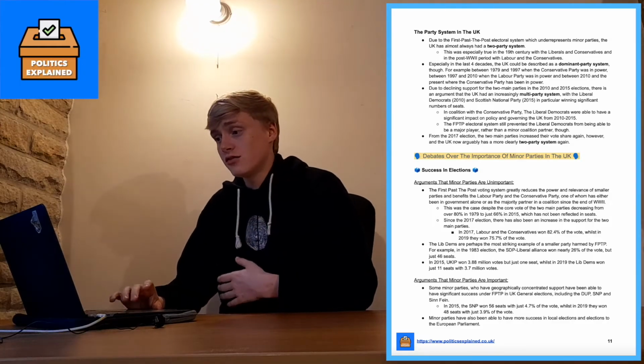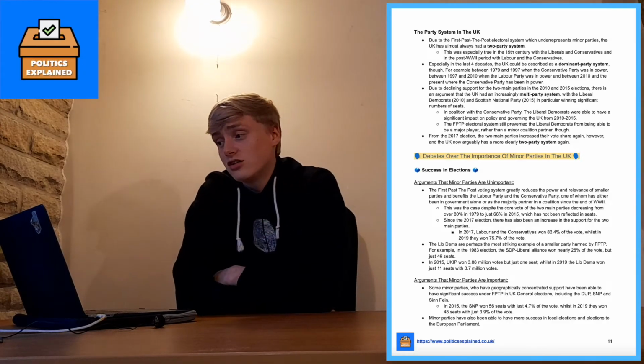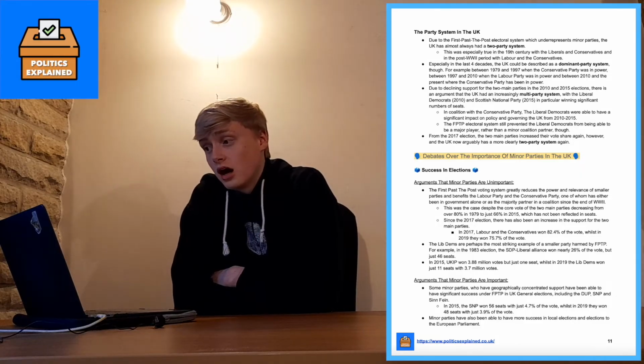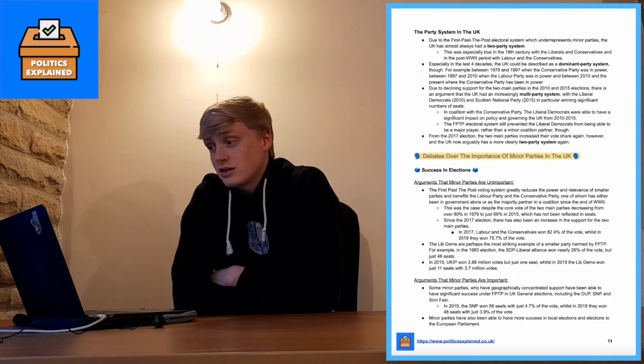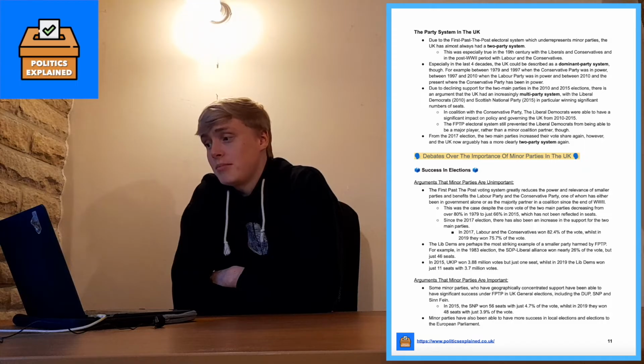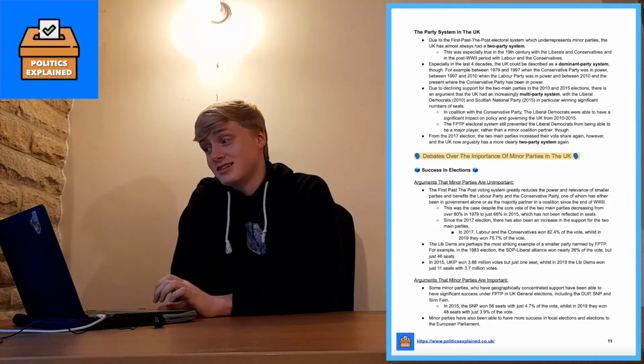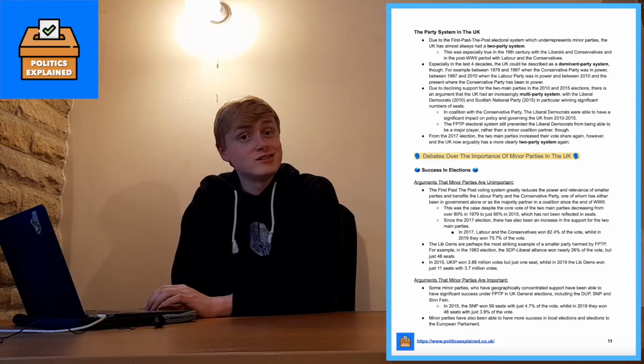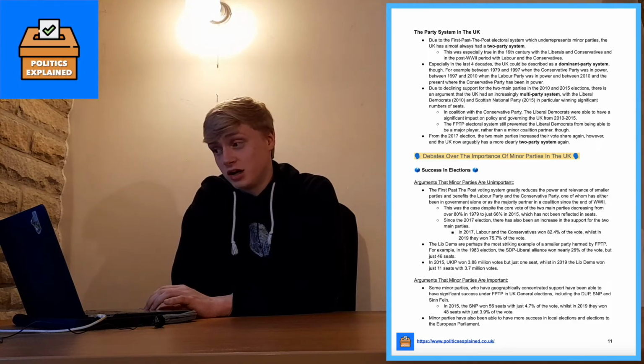So firstly, looking at success in elections, in terms of arguments that minor parties are unimportant, the first past the post voting system greatly reduces the power and relevance of smaller parties and benefits Labour and the Tories, one of whom has either been in government alone or is the majority partner in a coalition since the end of World War II. So the electoral system really does harm minor parties and uphold the power of the Labour and Conservative parties.